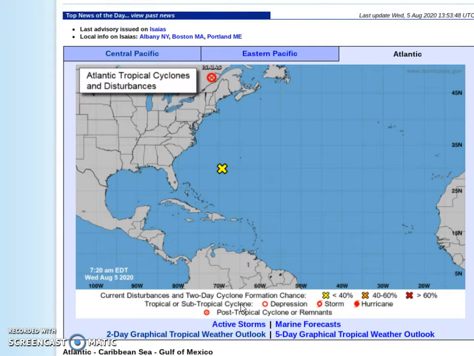Then we have an X, and if we look down at the key, all of your X's are some sort of current tropical disturbance. Okay? If it's a tropical disturbance that has a relatively low chance of getting better organized in the next couple of days, then they'll give it a yellow X. Medium chance gets an orange X. High chance gets a red X.